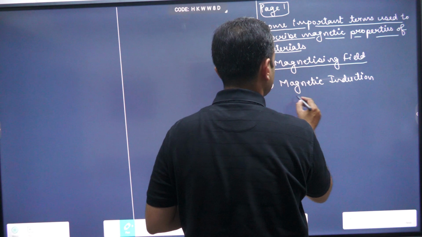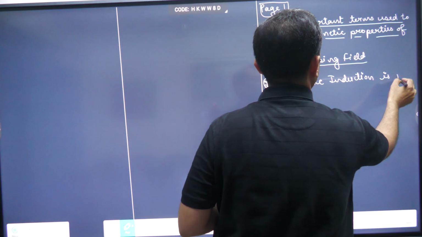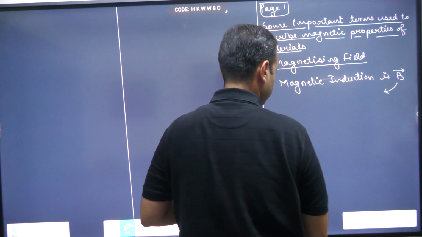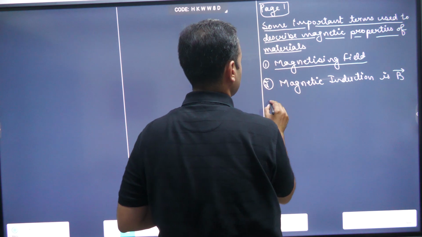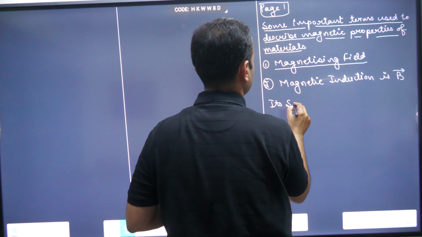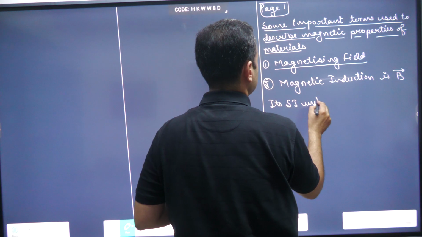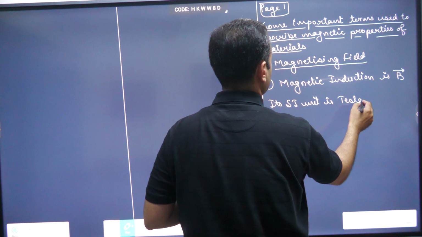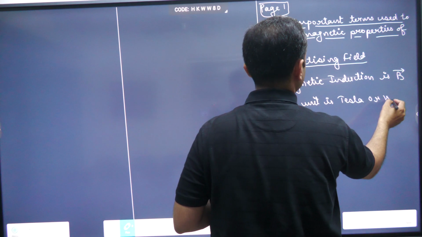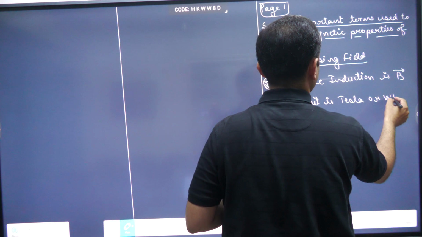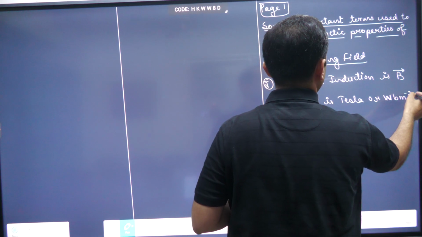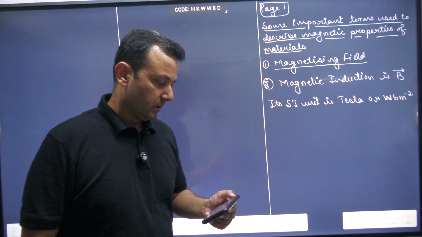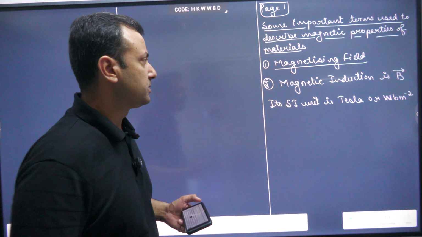So magnetic induction is B vector, its SI unit is Tesla or Weber per meter square, Wb m to the power minus 2. Okay. Now third is magnetizing field intensity.